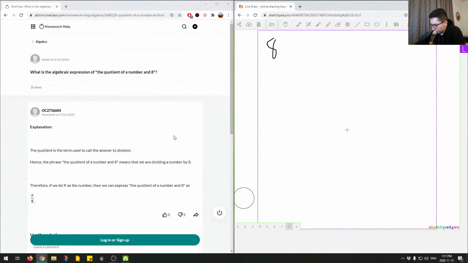So question number 8. Alright, so this question is asking us, what is the algebraic expression of the quotient of a number and 8?